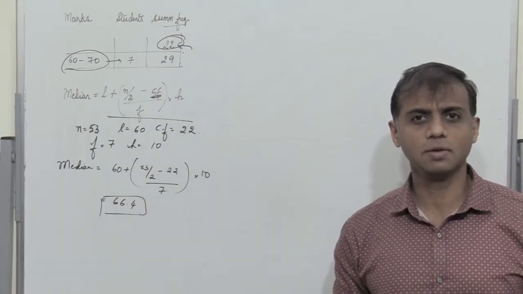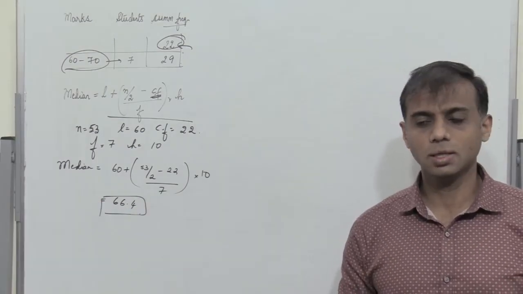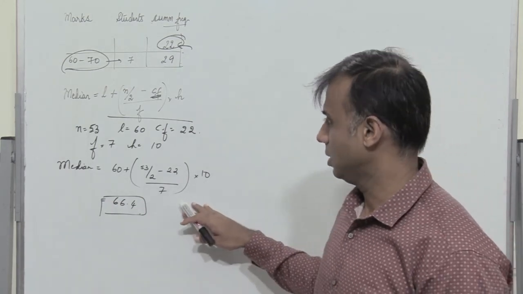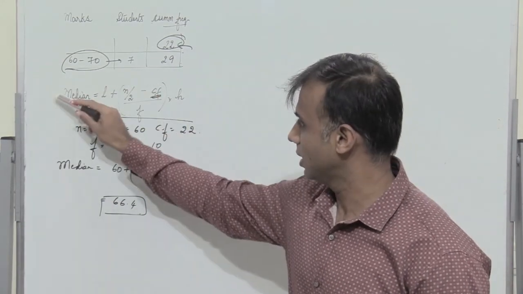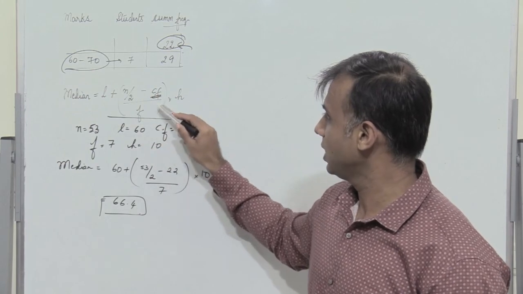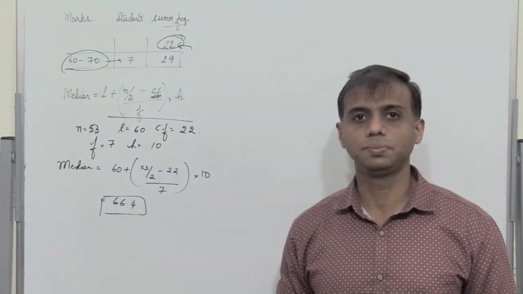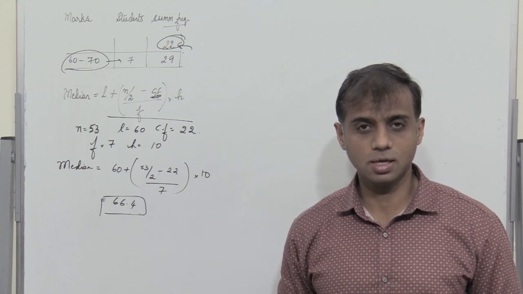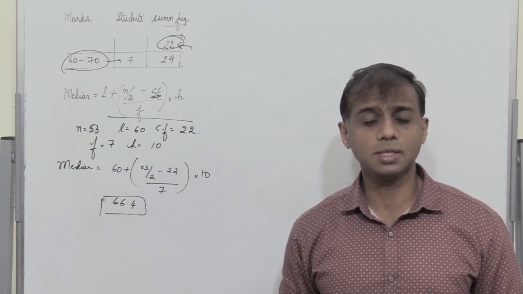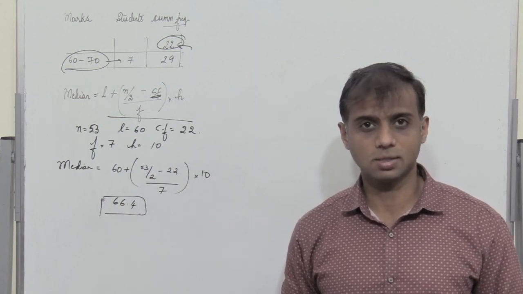So very briefly we have gone through the procedure and the formula which is required to find the median, using the given formula here, which is L plus n by 2 minus CF by F into H. In the next lecture session, we shall solve all the problems given in the third exercise of statistics.